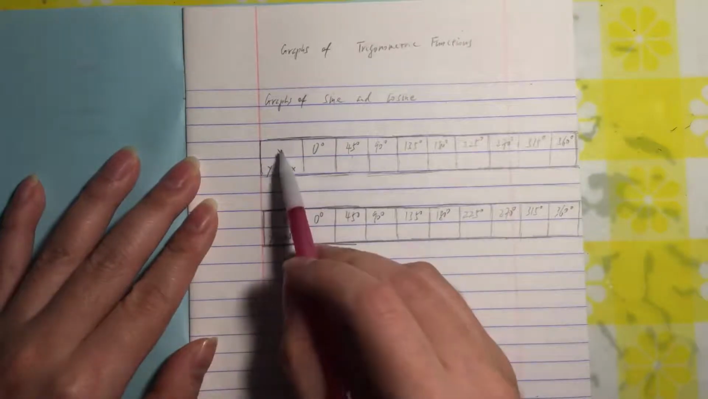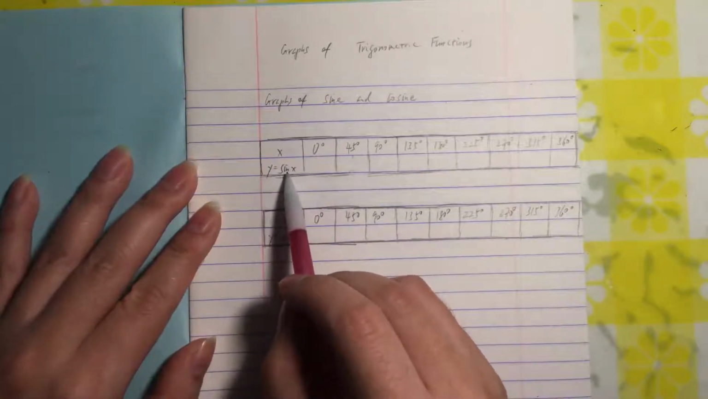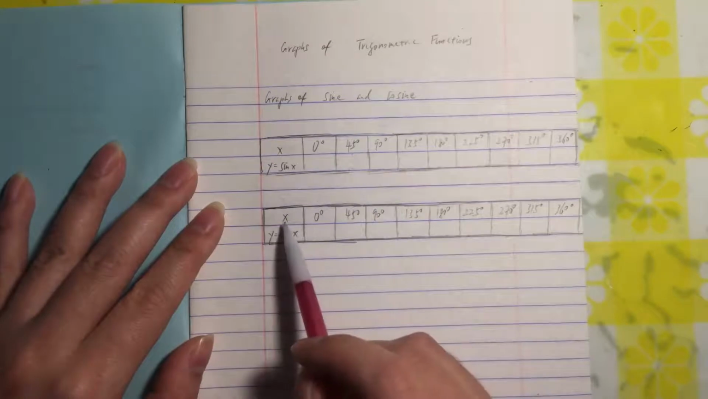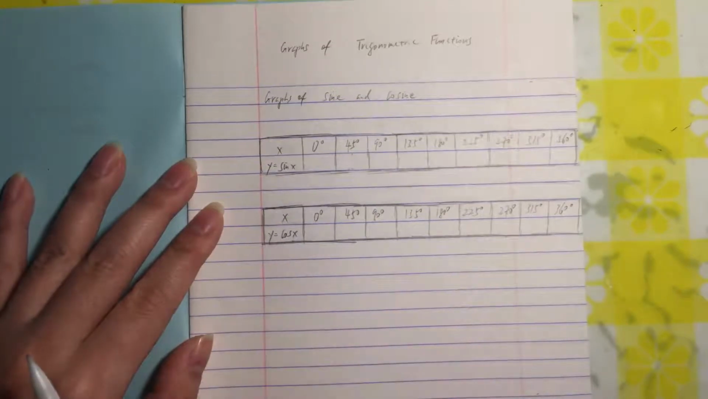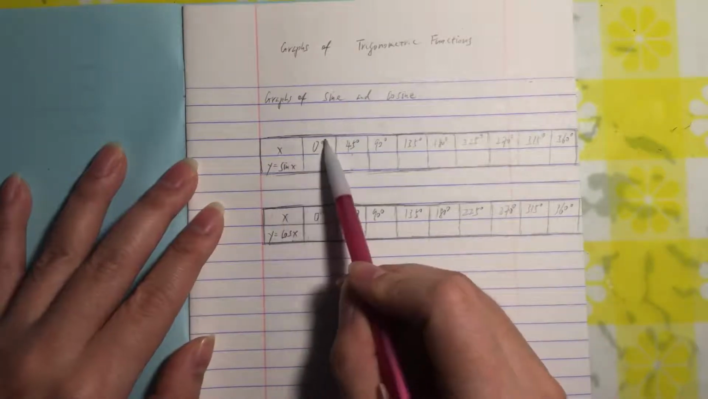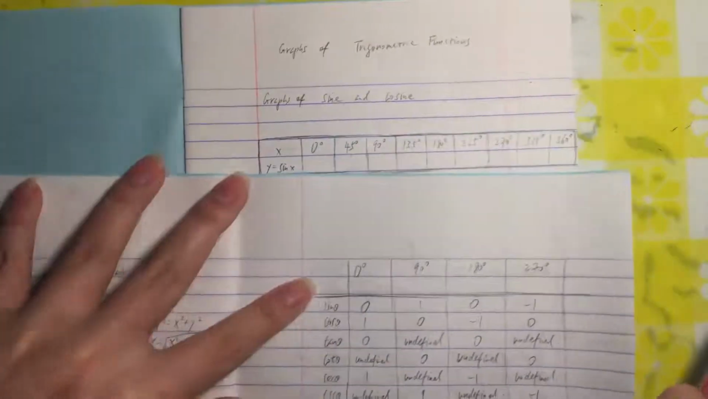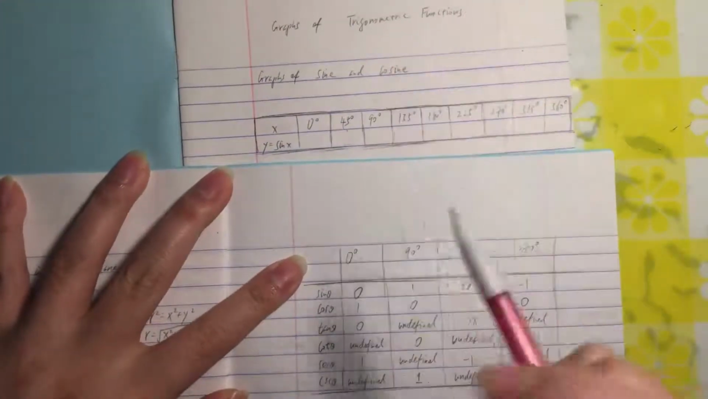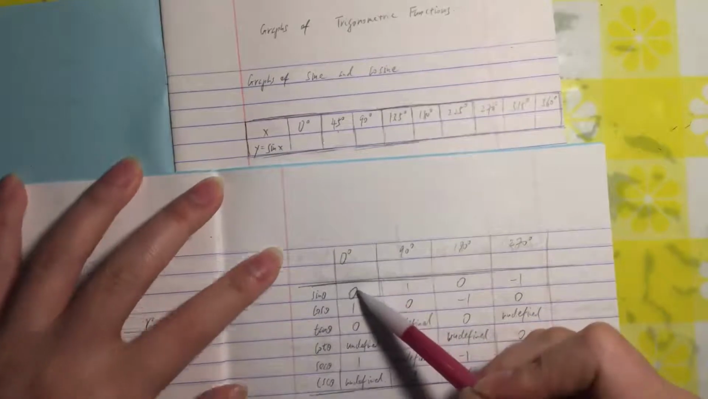First table is about x and y equal to sine of x. Second table is about x and y equal to cosine of x. Let's complete the first table first. When x is 0 degree, what's sine of 0 degree? In last class, we know that sine of 0 degree is 0.